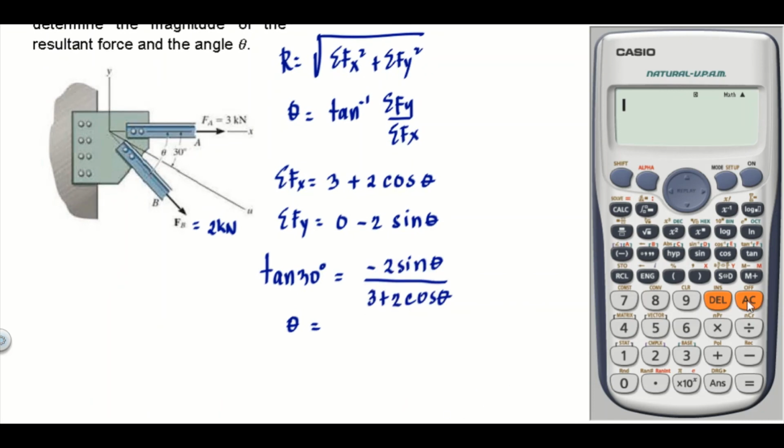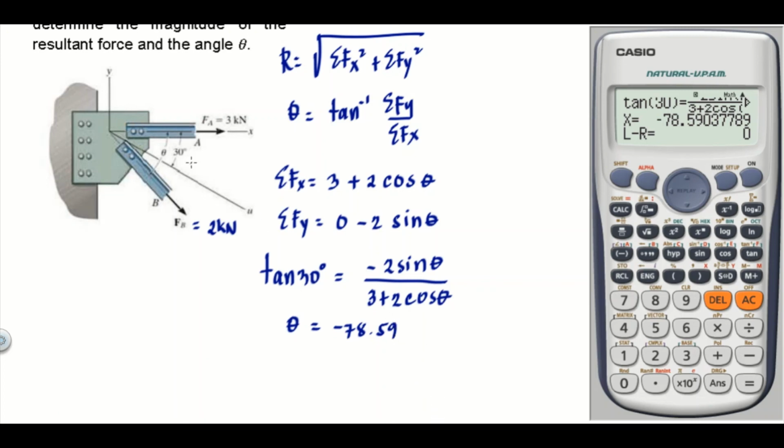So, angle theta is, calculate na lang ito, no? So, tangent 30 degrees equals minus 2 sine X over 3 plus 2 cosine of X. Okay, then, solve na lang to, no? Okay, so theta is minus 78.59. Tama? Yes. So, yun ang sagot.